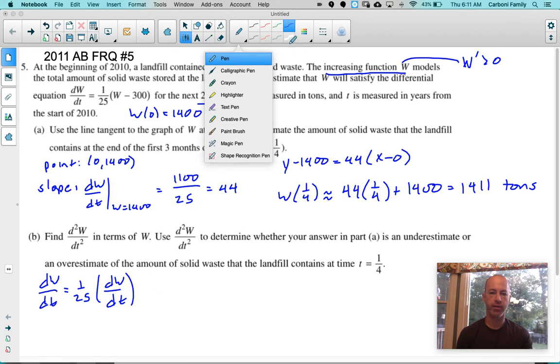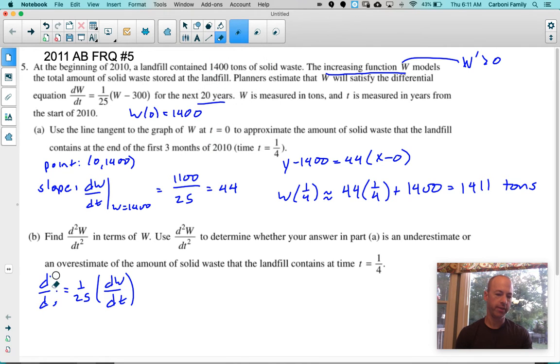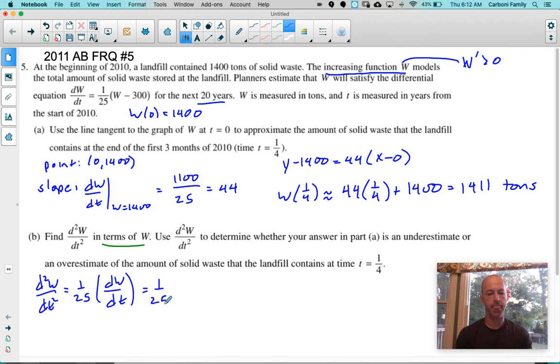And as I was doing that, I caught a mistake in my writing over here. This is not dW/dt. This is the second derivative. I need to fix that. So d squared W over dt squared is equal to that. But then they say this needs to be in terms of W. This is not in terms of W. So I now need to replace the dW/dt with the differential equation. So that'd be 1/25 times 1/25 of W minus 300. There we go. Now there's the answer to the first part.